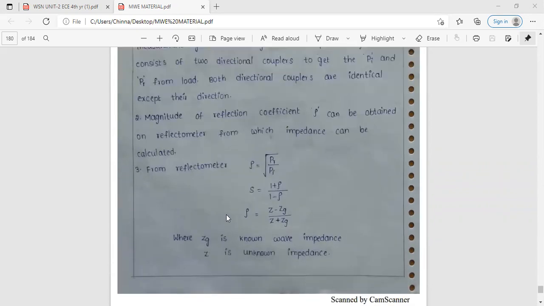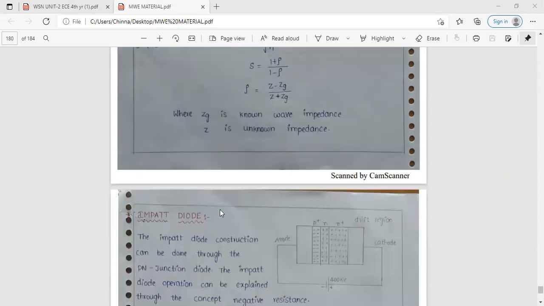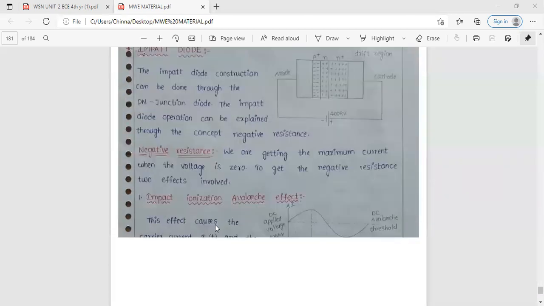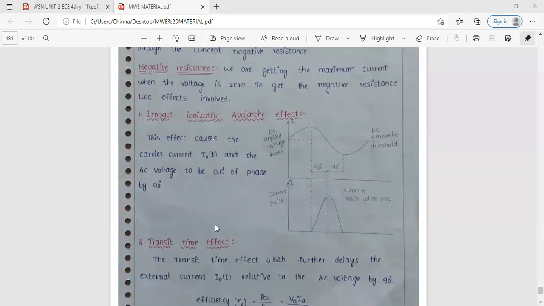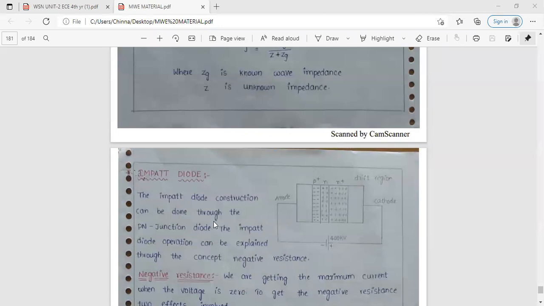So tomorrow's class we will discuss the solid state devices: IMPATT diode, TRAPATT diode, and Gunn diode. These are the solid state devices. Today's class completed the major part of the measurement of waveguides.